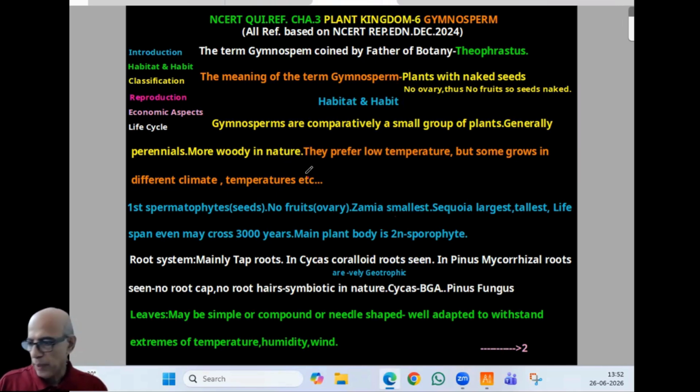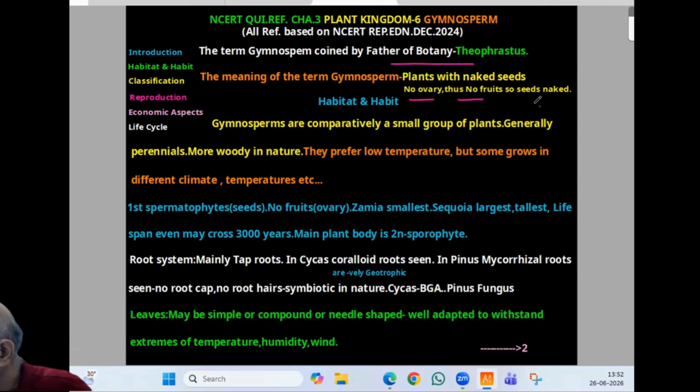The term Gymnosperm was coined by the father of botany, Theophrastus. What's the meaning of the term Gymnosperm? Gymnosperm means plants with a naked seed. Why are they naked? No ovary, so no fruit. So seeds are naked. Anyway, the seed is formed, but no fruit.